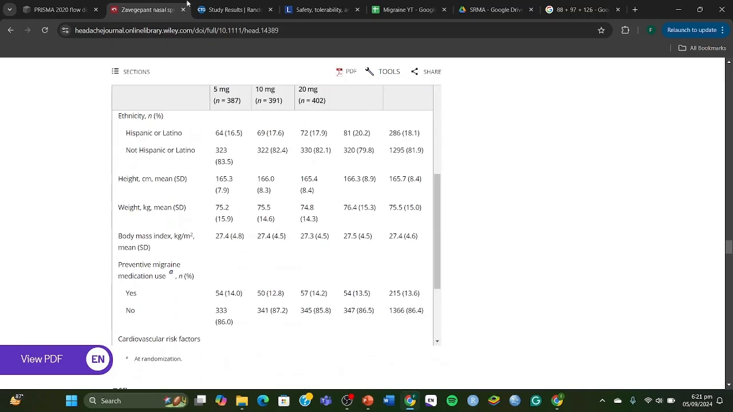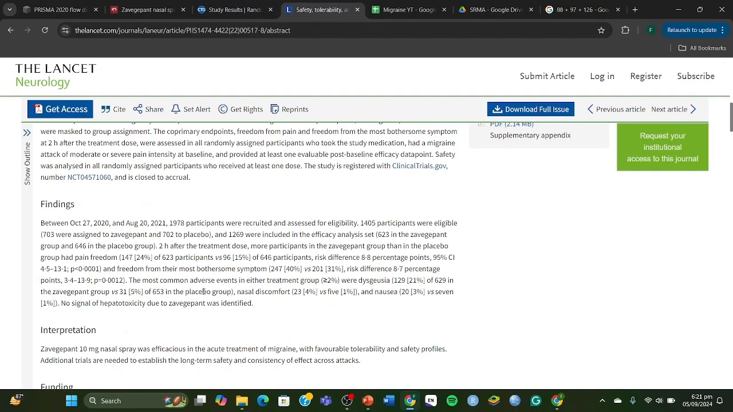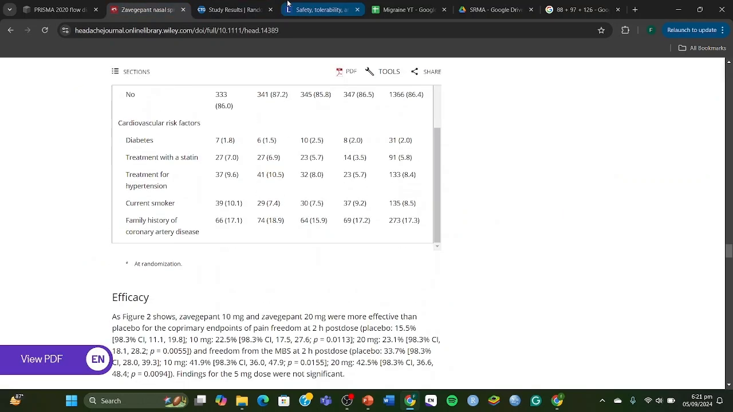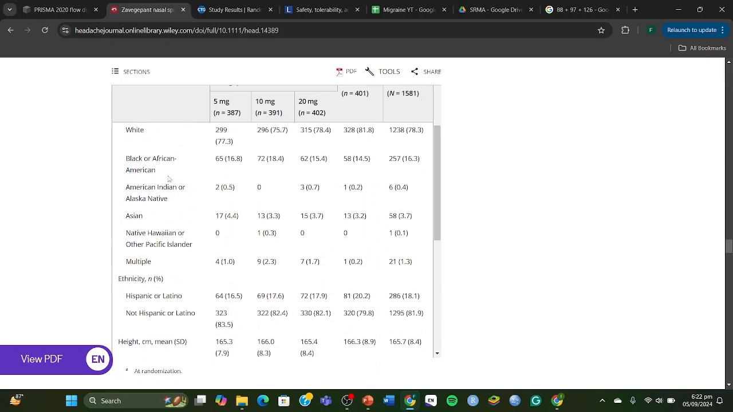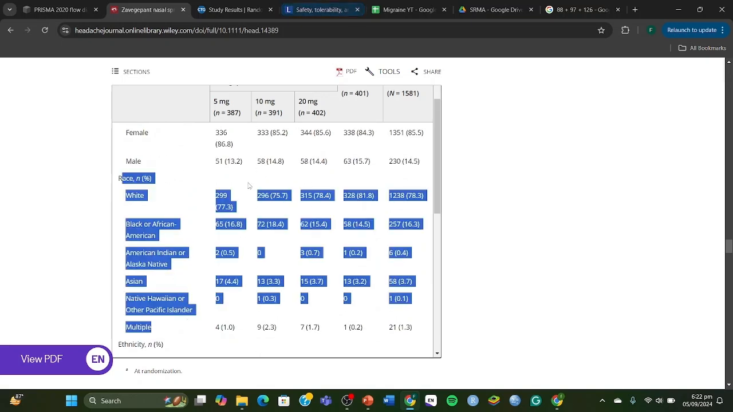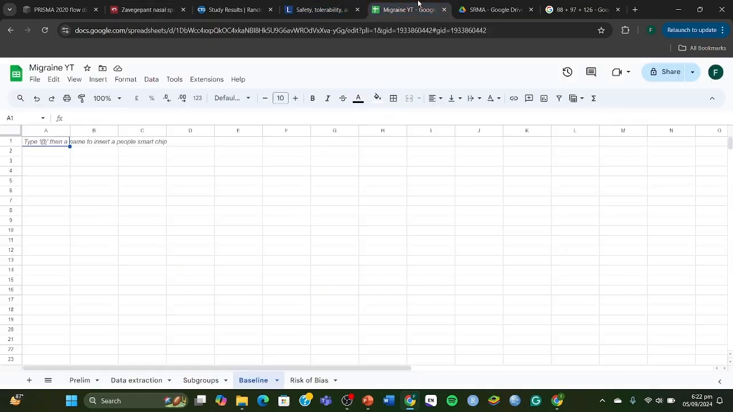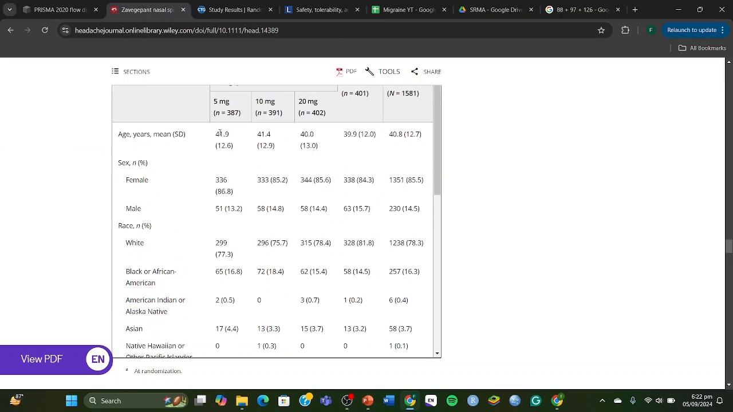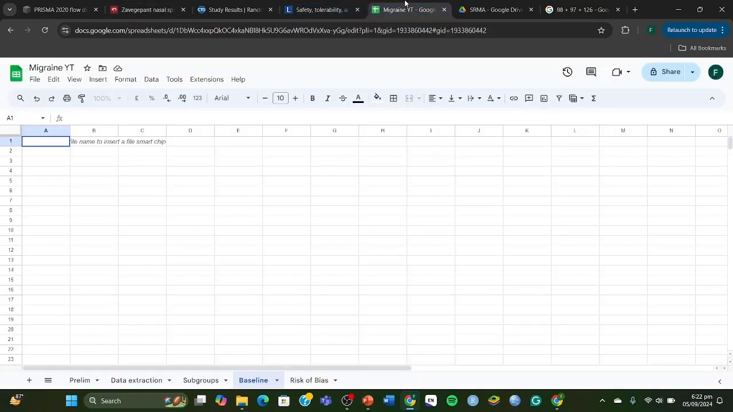Now, some articles will not have all of this. For example, this one does not have the data table, but let's say that this article did not see the ethnicity or the race of the patients. So if it did not see the race of the patients, you cannot obviously pool it here. But I'm gonna write the most important outcomes that are usually seen in the baseline characteristics.